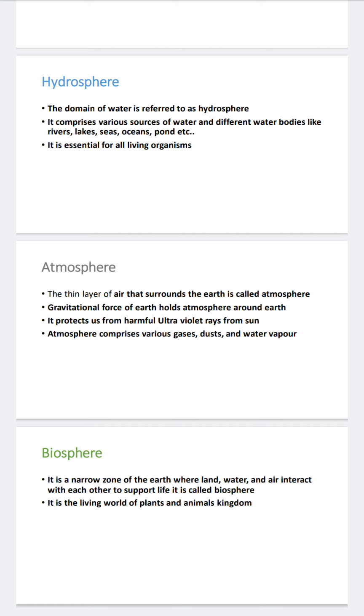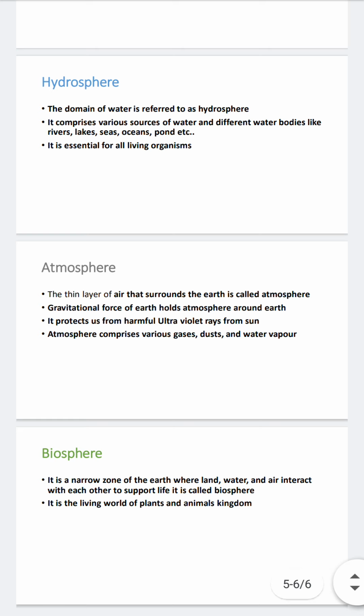The atmosphere comprises various gases, dust and water vapor. It comprises different gases like oxygen, nitrogen, carbon dioxide, argon, etc. Dust and water vapor are also there, so it is formed of these components.